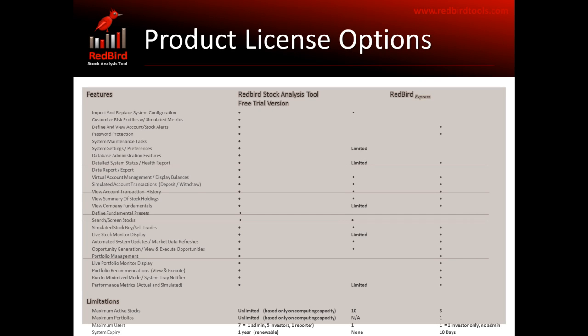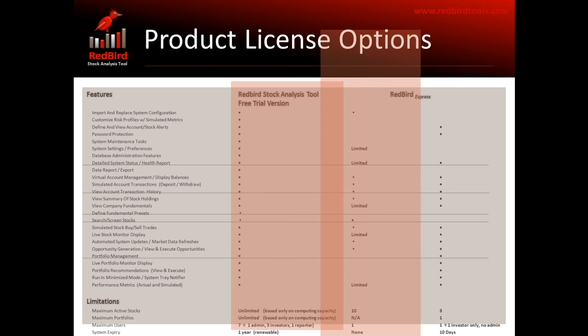Finally, let's look at the different versions of the RedBird product that are available for purchase or download. RedBird comes in 3 varieties: the Full Edition, the RedBird Express, and the trial version. The Full Edition allows users to perform all of the features that are described in this presentation. There are no limitations to the number of stocks or portfolios that can be monitored.